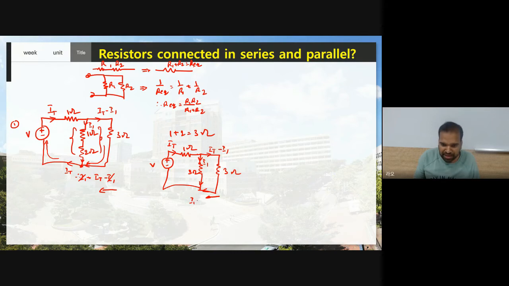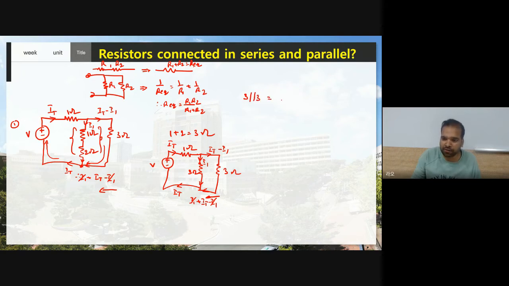Then after coming here, I1 plus IT minus I1 is added. Therefore I1 and minus I1 will get cancelled, leaving IT. So IT is flowing to the source, and IT is leaving from the source. Therefore your current assumptions are correct. As per your current assumptions, I1 at one 3 ohm and IT minus I1 at the other 3 ohm are different currents. Therefore 3 ohm and 3 ohm are connected in parallel.